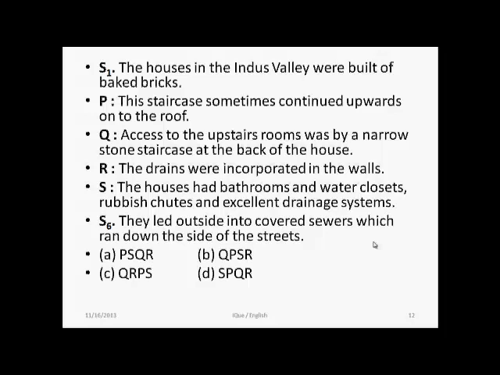The houses in the Indus Valley were built of baked bricks. Access to the upstairs rooms was by a narrow stone staircase at the back of the house. This staircase sometimes continued upwards onto the roof. The houses had bathrooms and water closets, rubbish chutes and excellent drainage systems. The drains were incorporated in the walls. They led outside into covered sewers which ran down the side of the streets. Well, this sequence makes excellent sense, and hence we have QPSR, option B, as the right answer.